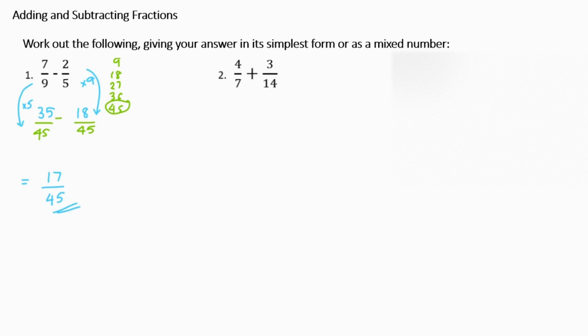For number 2, we have to add 4 7ths and 3 over 14. So we can look at the multiples of 14, since 14 is our bigger number. And just when I write 14, I can see that 14 is also in the 7 times table. So we're going to use 14 as our denominator. To make 7 into 14, we have multiplied by 2. So we need to multiply 4 by 2 as well, which makes it 8.